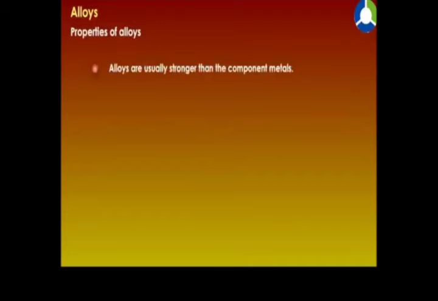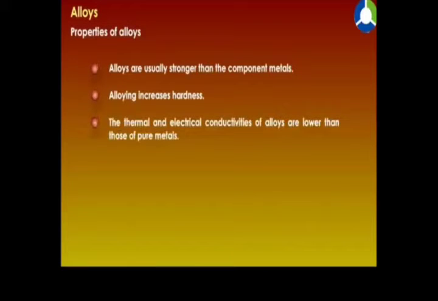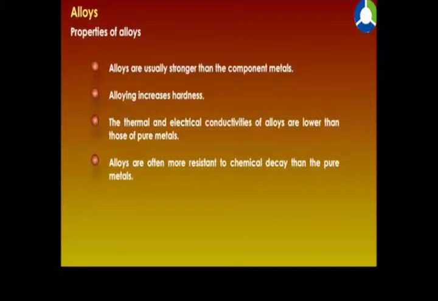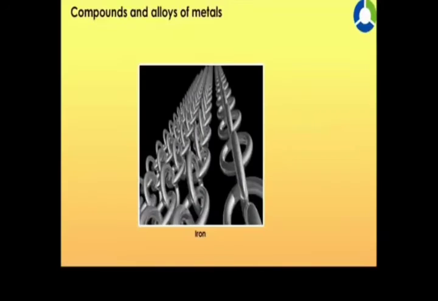Now let's learn the properties. Alloys are usually stronger than the component metals. Alloying increases hardness. The thermal and electrical conductivities of alloys are lower than those of pure metals. It is very important. And last, alloys are often more resistant to chemical decay than the pure metals. And finally, the melting point of an alloy is lower than that of its components.